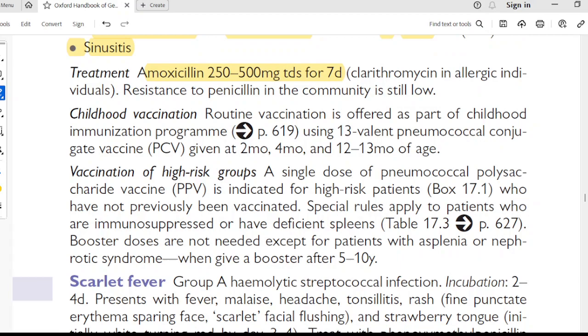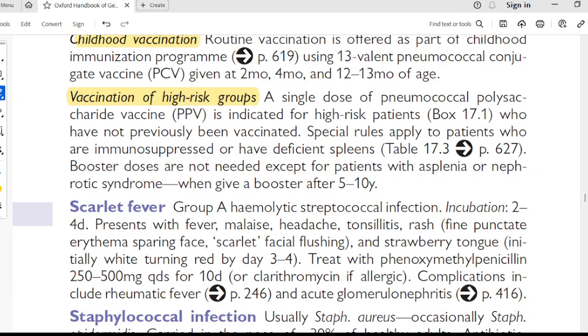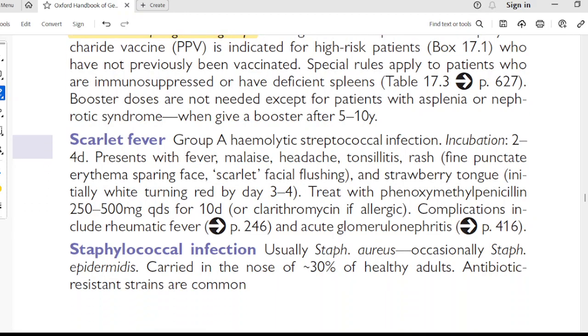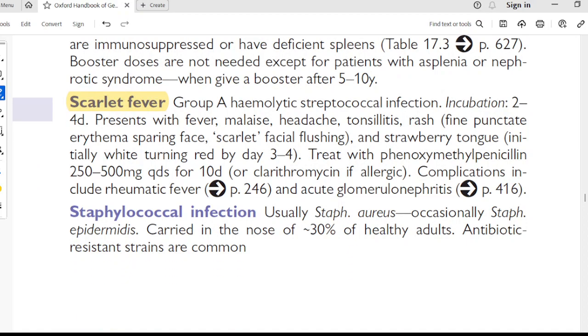Childhood vaccinations. Routine vaccination is often offered as a part of the childhood immunization program using a 13-valent pneumococcal conjugate vaccine given at 2 months, 4 months and 12 to 13 months of age. Vaccination of high-risk groups: a single dose of pneumococcal polysaccharide vaccine is indicated for high-risk patients who have not previously been vaccinated. Special rules apply to patients who are immunocompromised or have deficient spleens. Booster doses are not needed except for patients with asplenia or nephrotic syndrome, where a booster is given after 5 to 10 years.